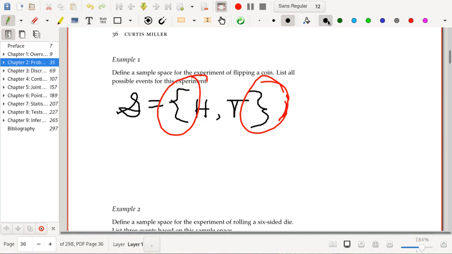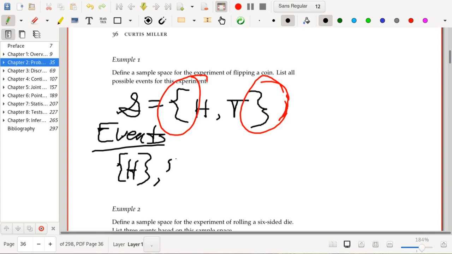So next I'm going to list some possible events for this experiment. So an event is a subset of the sample space. Okay, so what is one possible subset? One possible subset is the set that contains only H. Right, so only heads. So this is the event, or the subset, where when you flip the coin, it lands heads up. And similarly, we have the event where it lands tails up.